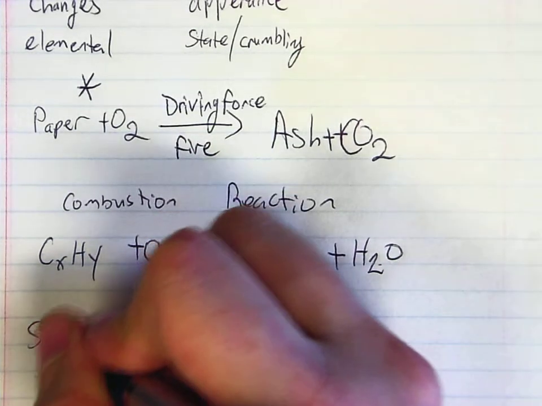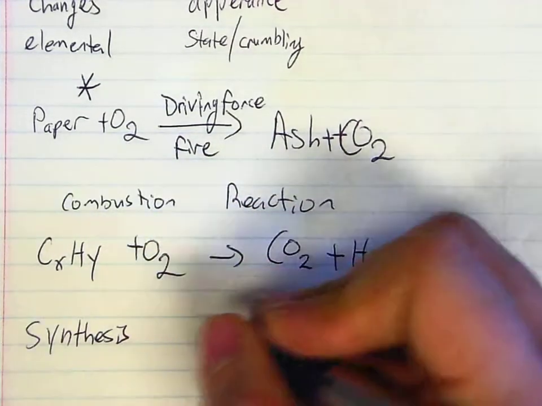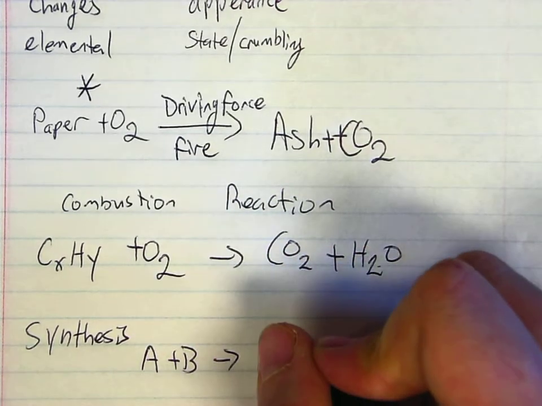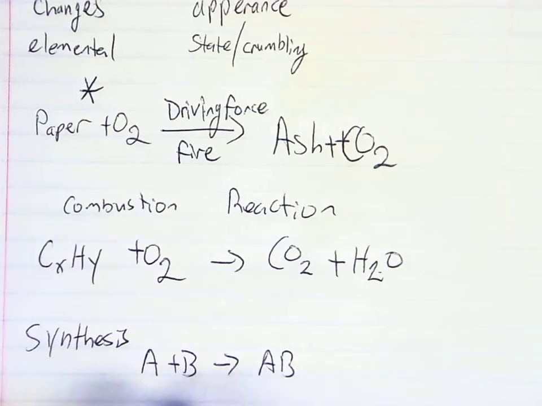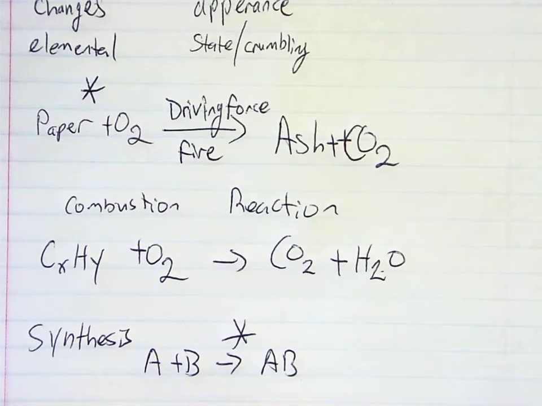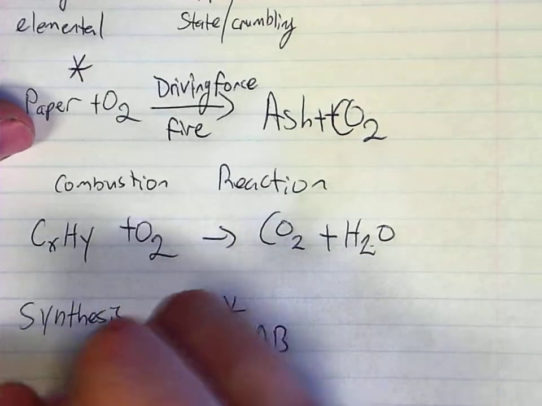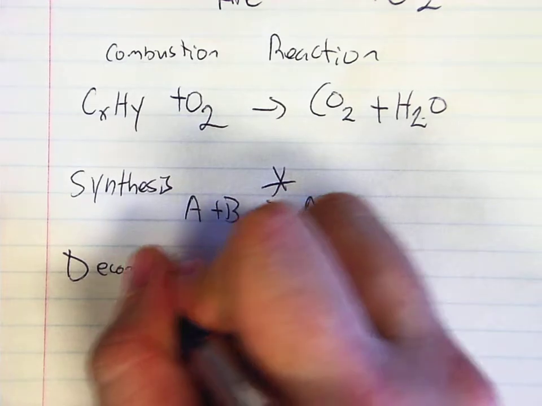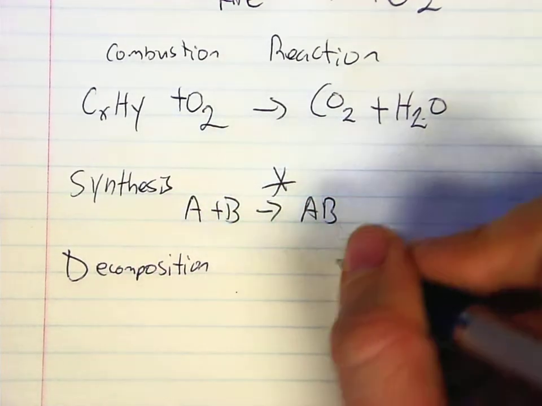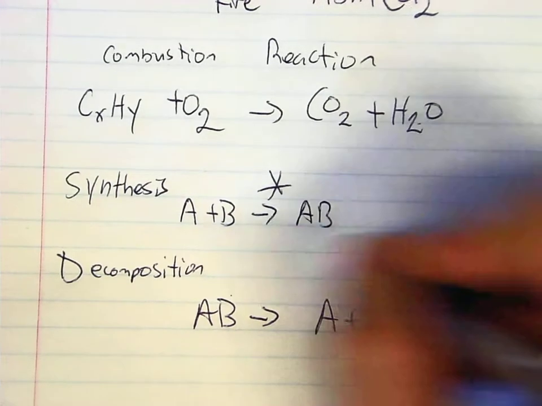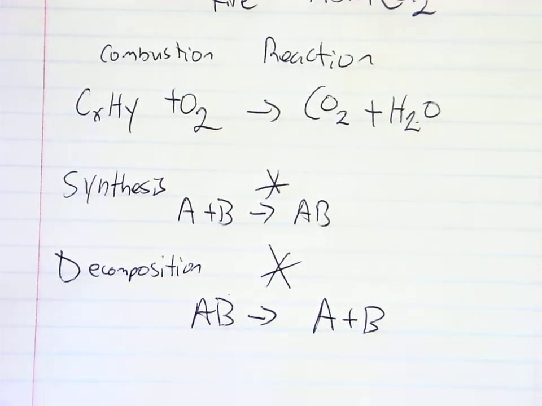So synthesis: A plus B goes to form AB. So I have two things separately that become two things together. A decomposition reaction is taking AB and it goes to form A plus B. This is the opposite of a synthesis reaction, where you're taking two things together and breaking them apart.